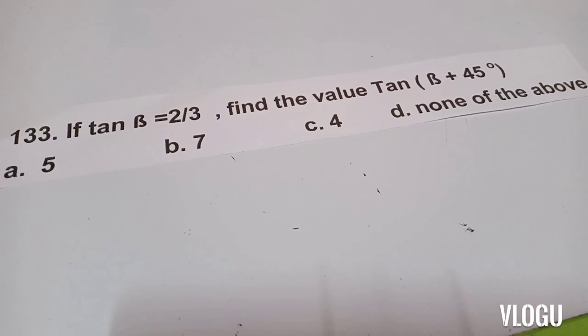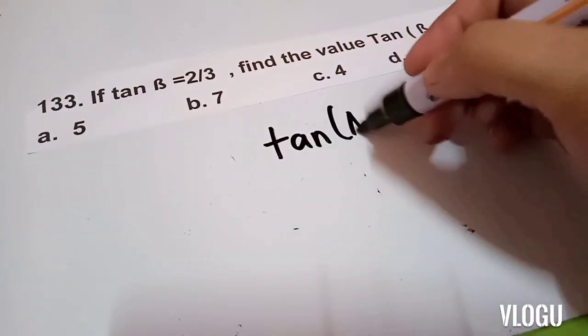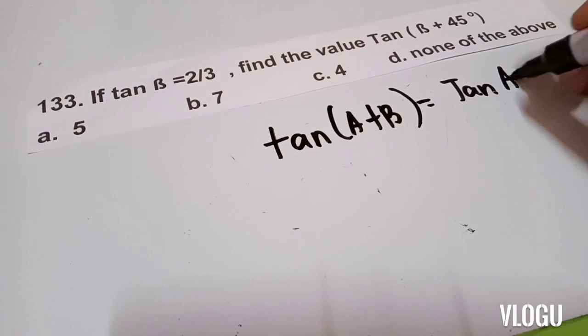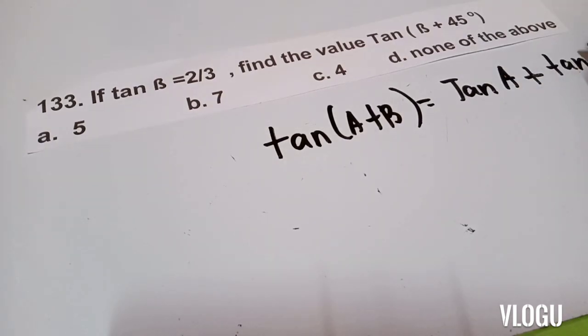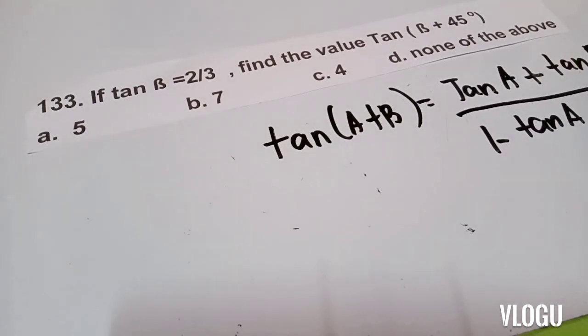Tangent beta is equal to 2/3. Find the value of tangent of beta plus 45. But guys, take note before we proceed. Let's try to recall the sum of two angles within the tangent. We know that the tangent of A plus B is the same as tangent A plus tangent B over 1 minus tangent A times tangent B.